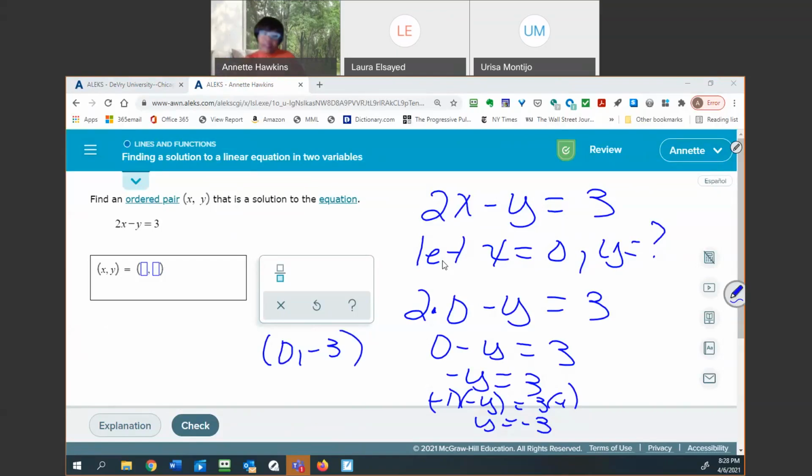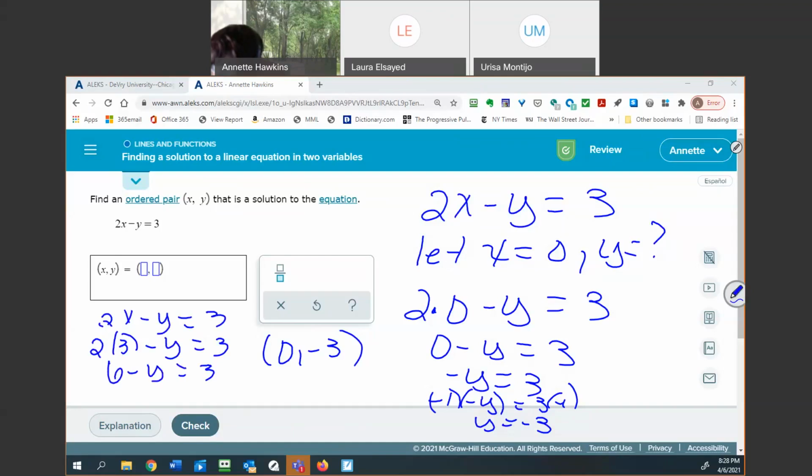Now we can find other solutions. Give me a number. 3. You want x to be 3? Okay, all right, so let's let x be 3. 2x minus y equals 3. 2 times 3 minus y equals 3. 6 minus y equals 3.